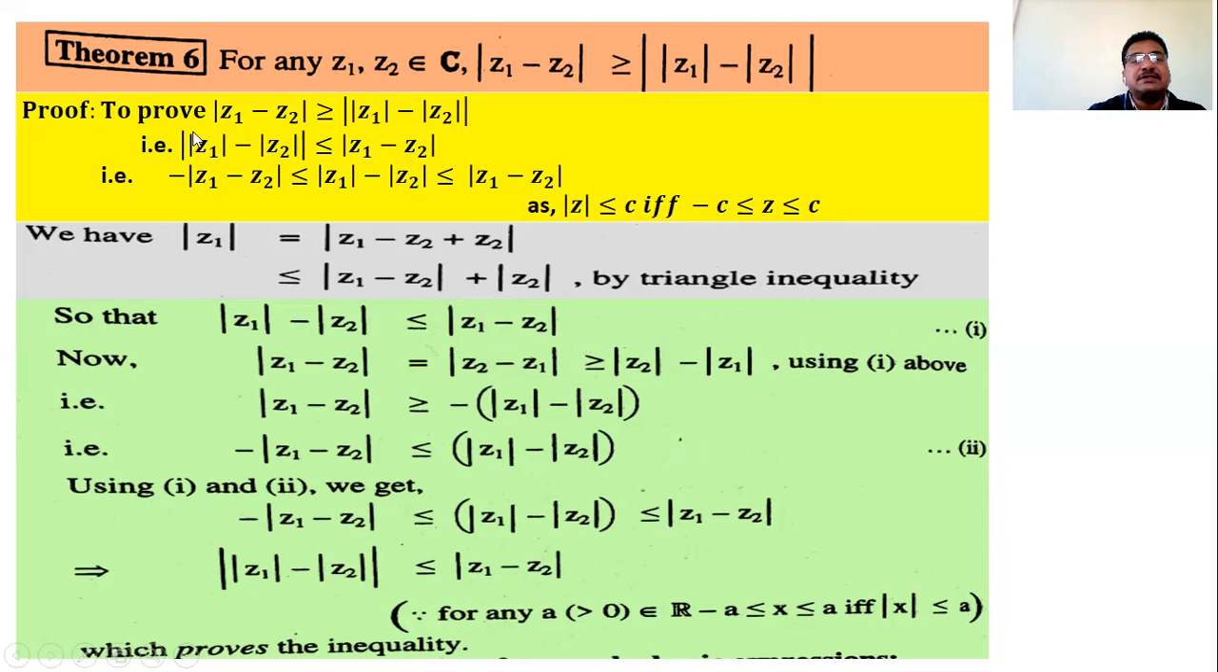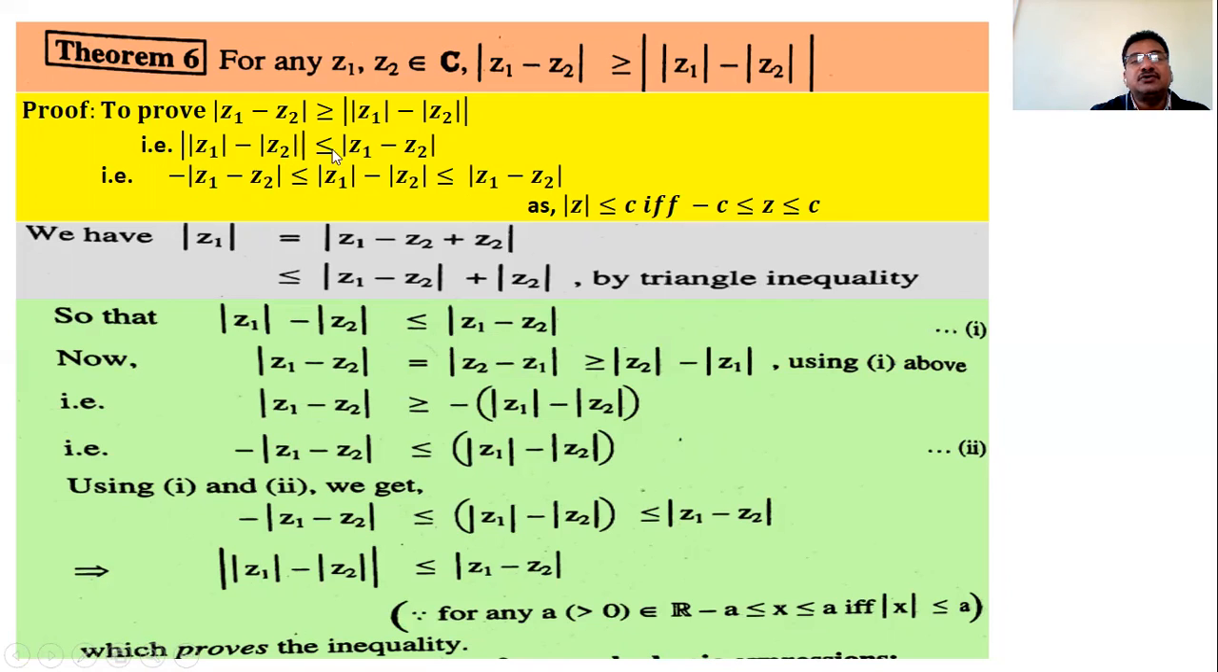Suppose this quantity, mod Z1 minus mod Z2, we consider as a Z, and this total quantity, mod Z1 minus Z2, we consider as a C. Then we have minus C, that is minus mod Z1 minus Z2, less than or equal to Z, this mod Z1 minus mod Z2, which is less than or equal to C, that is mod Z1 minus Z2.